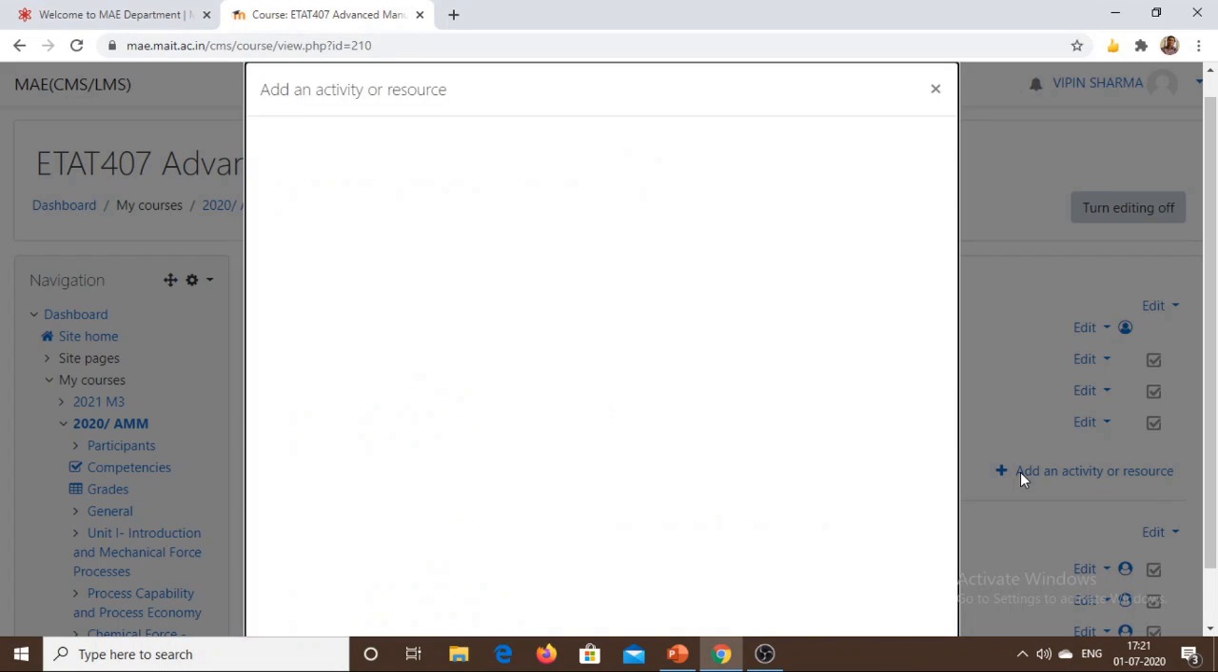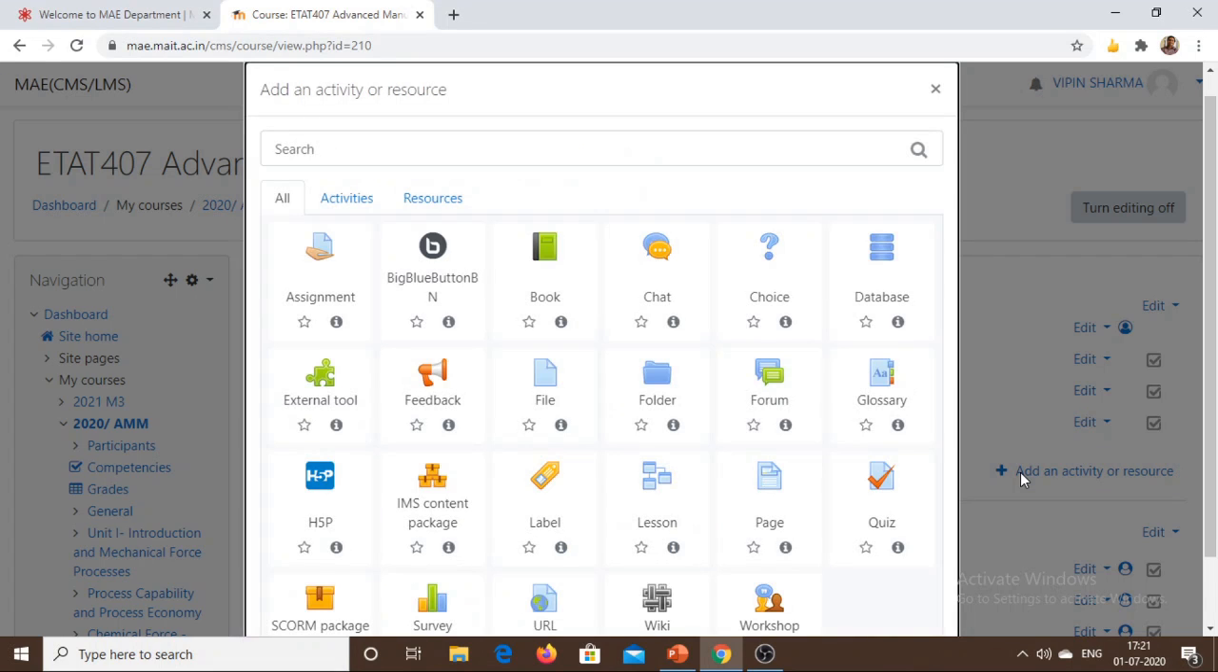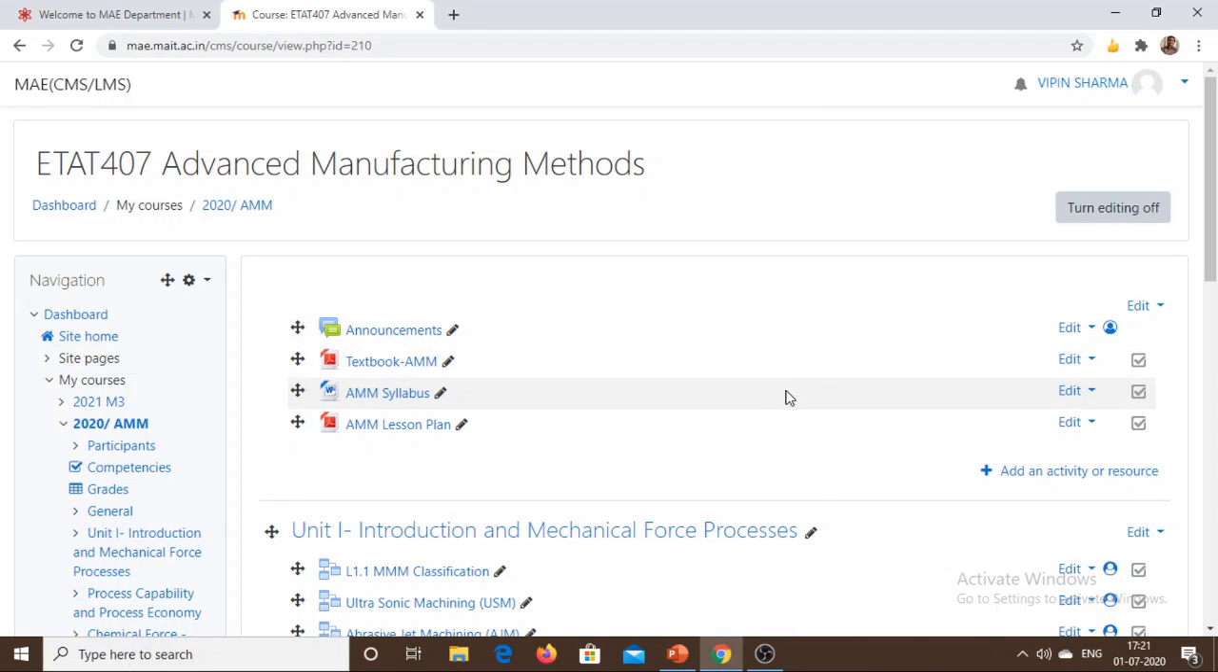We have to add an activity or resource, and then we can add any type of material in this section, be it assignments or a book or some other files as well. So with this we can add the required files and books in this section.